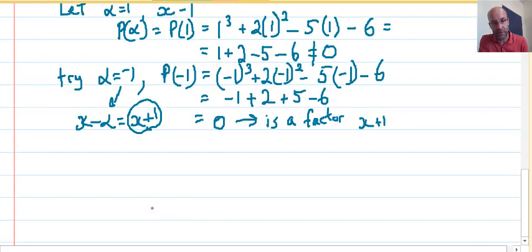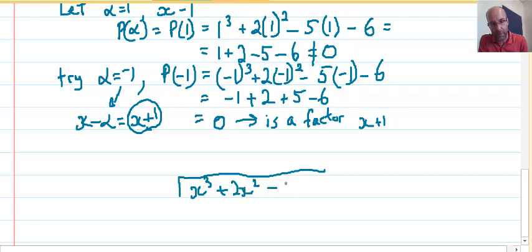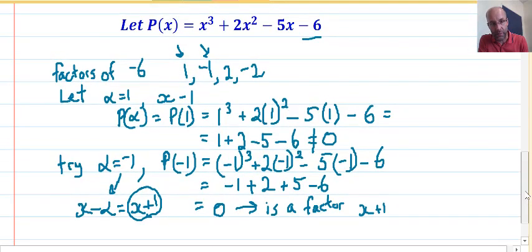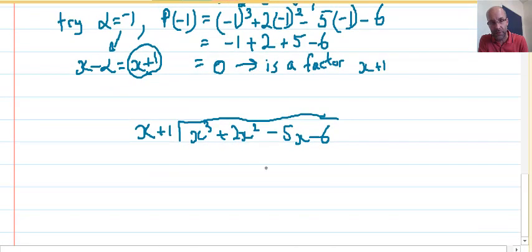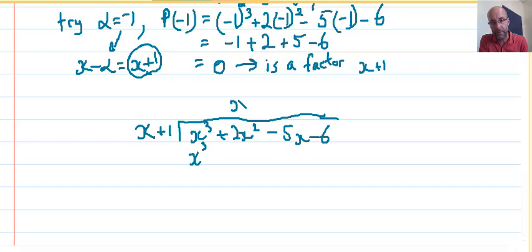Okay, so we have x cubed plus 2x squared minus 5x minus 6. Let me check. X cubed plus 2x squared minus 5x minus 6, and we're dividing that by the factor that we just discovered, x plus 1. So we go through and do the division now, and for details about how to do the division, see the previous videos.